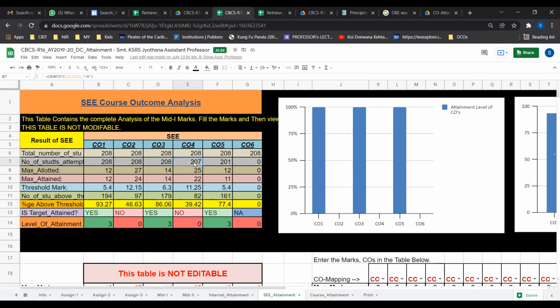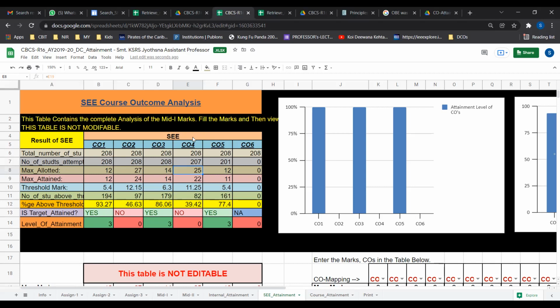If there was an assessment gap, let us say if there were some options given in the question paper, then this many people would not have attempted this particular question. If this many people are attempting this question on CO4, it means there is no problem with the assessment. So there is no assessment gap for this CO4. Assessment gap can be ruled out.